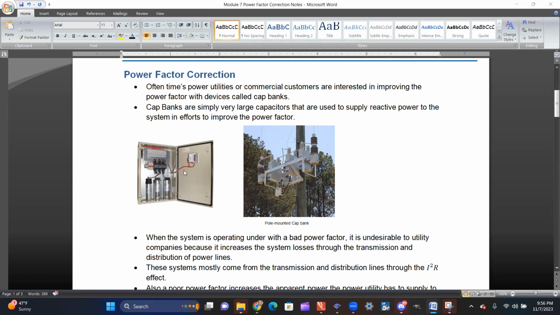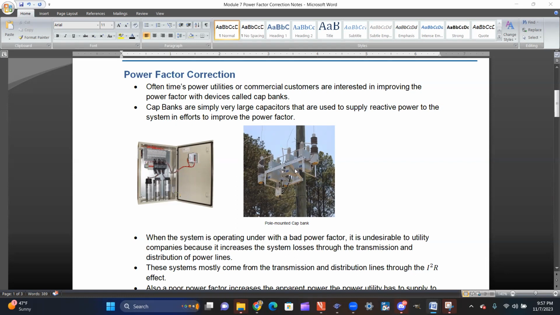So right here we have a cap bank that would probably go into a commercial or industrial customer. Maybe that customer has a lot of inductive loads or inductive motors, and sometimes they will use a device like this. They will hook it up to their main distribution panel in order to supply the reactive power to compensate for the inductive loading.